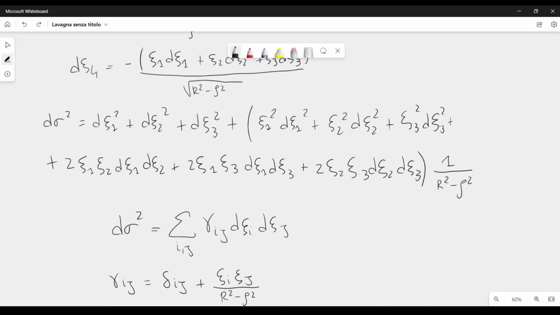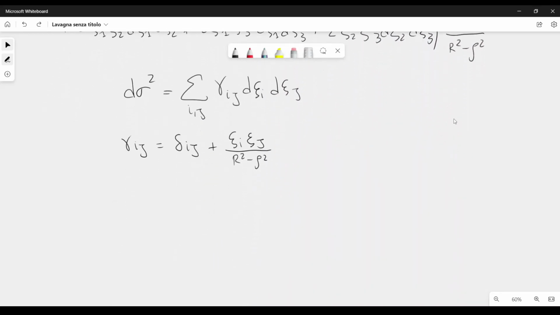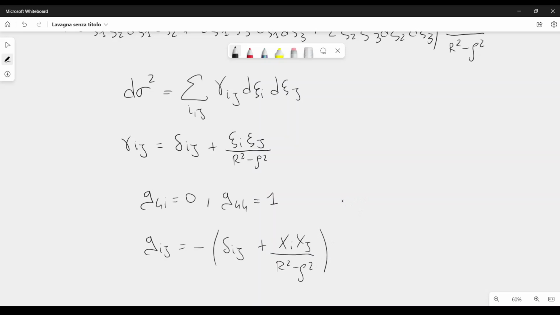So in 4-dimensional space, the g_μν, if we assume spherical symmetry, can be written like this. Remember this assumption: g_4i equal to 0, g_44 equal to 1, and then we get g_ij equal to minus, we have to change the sign of course according to the metric, delta ij plus ξi ξj divided by r² minus ρ². So in this case, we have the coordinates x1, x2, x3, and x4, and i and j here can be 1, 2, 3. Remember that.